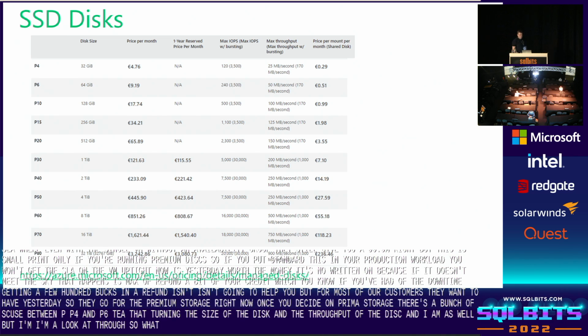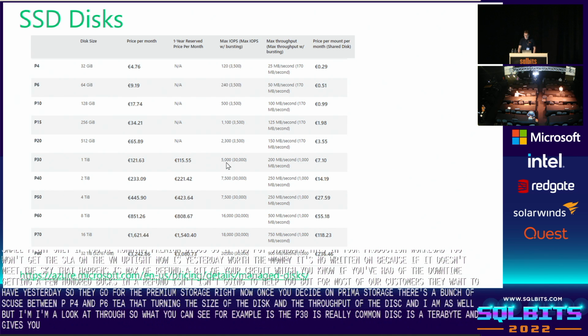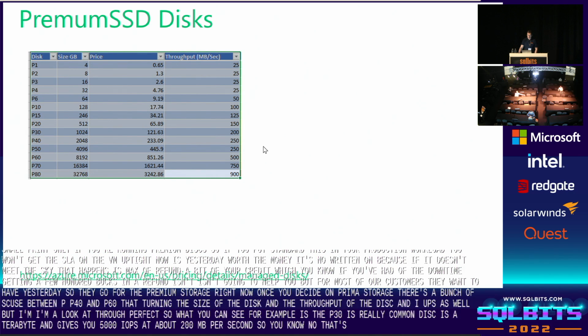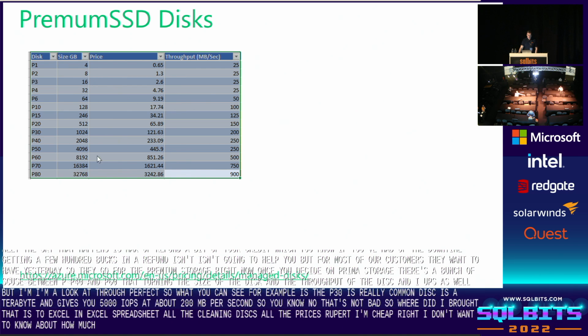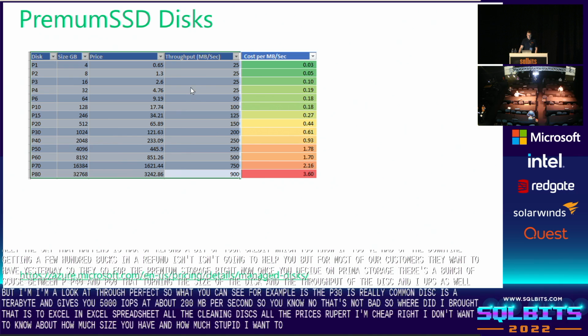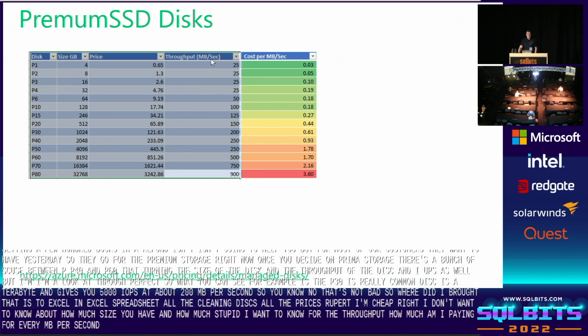So what you can see, for example, is the P30, which is a really common disk, is a terabyte and gives you 5,000 IOPS at about 200 megabytes per second, right? So, you know, that's not bad. So what I did is I brought that into Excel. So here's an Excel spreadsheet, all the premium disks, all the price and throughput. I'm cheap, right? I don't want to know about how much size you have and how much throughput. I want to know, for the throughput, how much am I paying for every megabyte per second that I'm getting, right? Because this is going to tell me the value for money on the throughput.